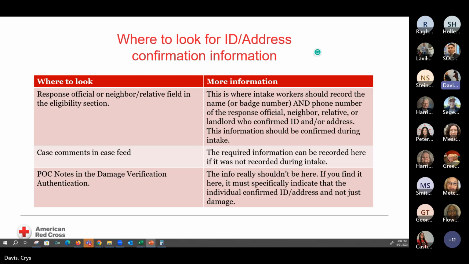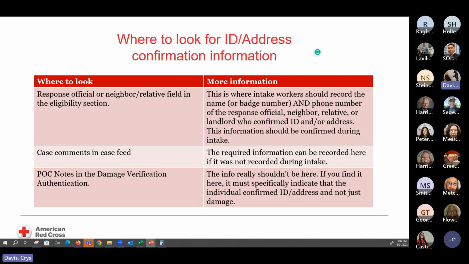However, if something goes wrong and that information isn't entered correctly or completely during intake, then the workers can go back and put that information and document it into the case comments and the case feed. So this information can be recorded in the case comments if it was not done during intake.